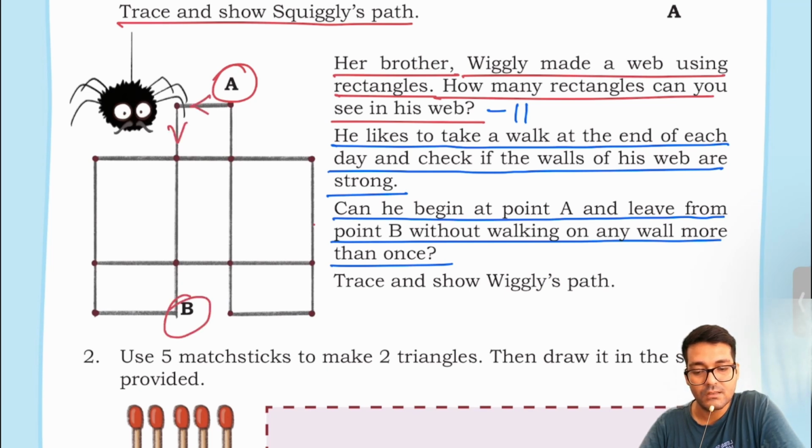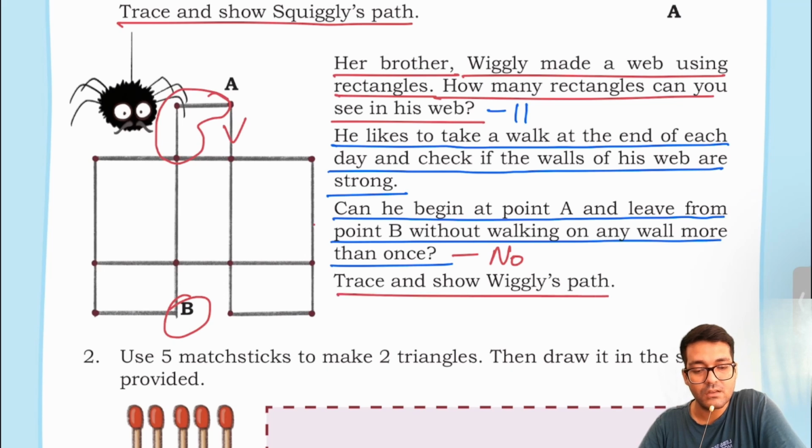If he takes this path, then this path will be left, and if he takes this path, then this path will be left. So it is not possible. The answer is no. Trace and show Wiggly's path. You can try doing that. The answer will be no.